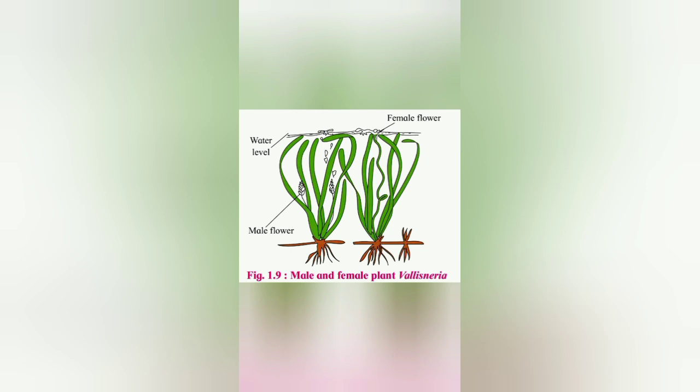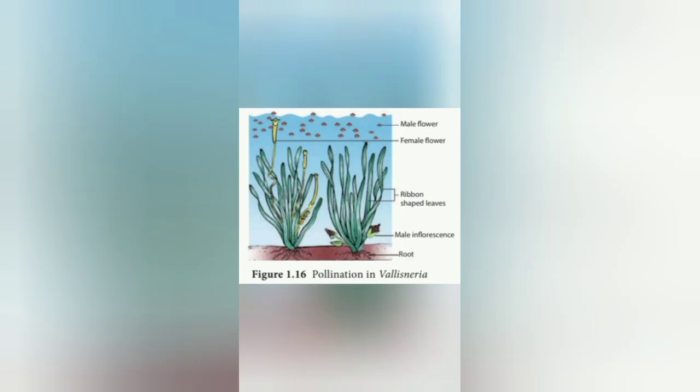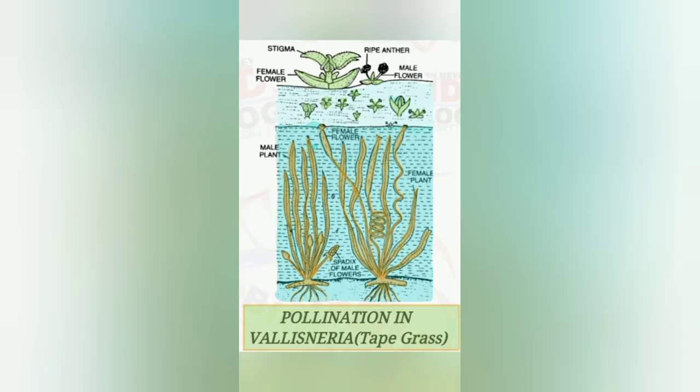Next is pollination by water, that is also known as hydrophily. As we know, in Vallisneria, this hydrophily happens. The pollen grains contain air space so that they can float on water. Okay, now the pollen grains from the male flower are floating and then reaching the female flower. Okay, so like this, pollination happens with the help of water flow.